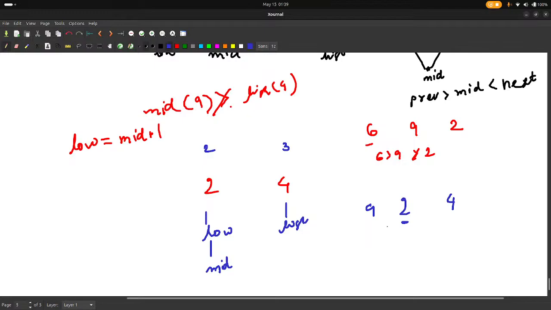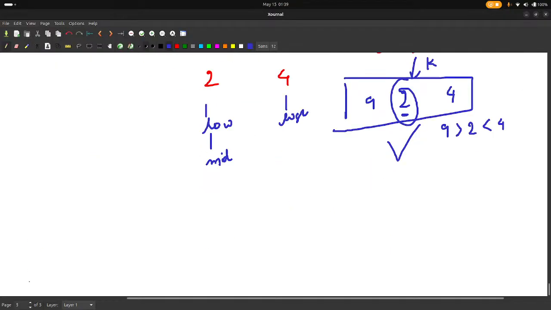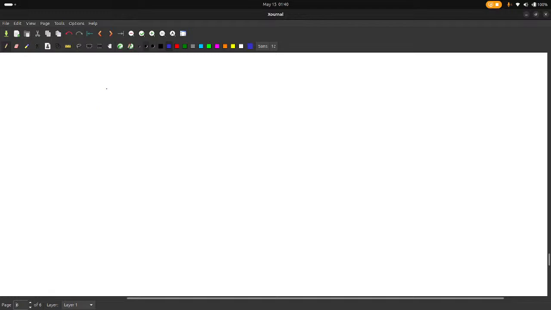Okay, now I got a position where 9 is greater than 2, also greater than 4. Makes sense? So I can say, okay, this is my answer and the index is my value of k. Now this is a bit tricky. Why this happens, I know there is some mathematical proof, but this is what happens. Let me take you through a big example. I think for a big example this can be useful.